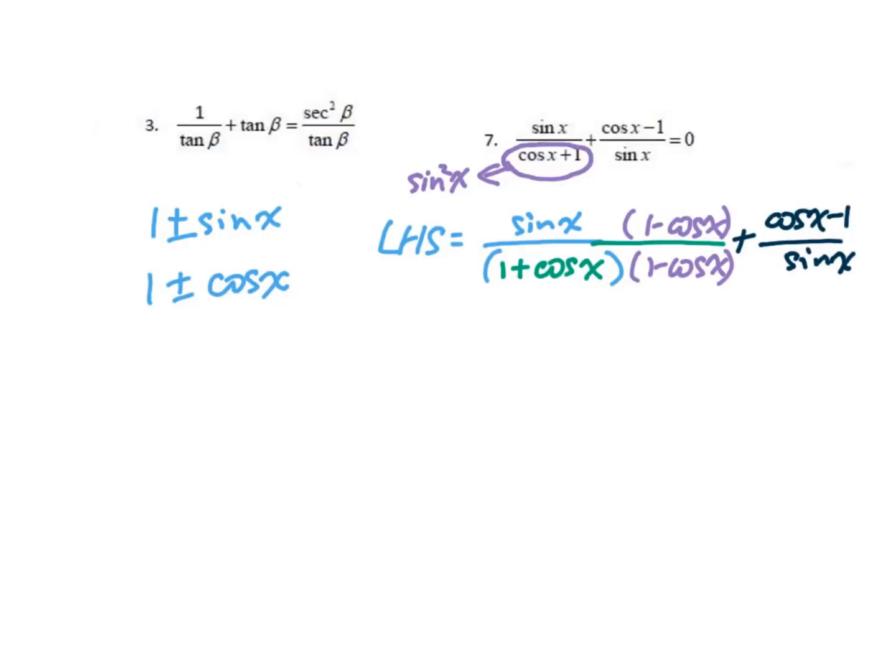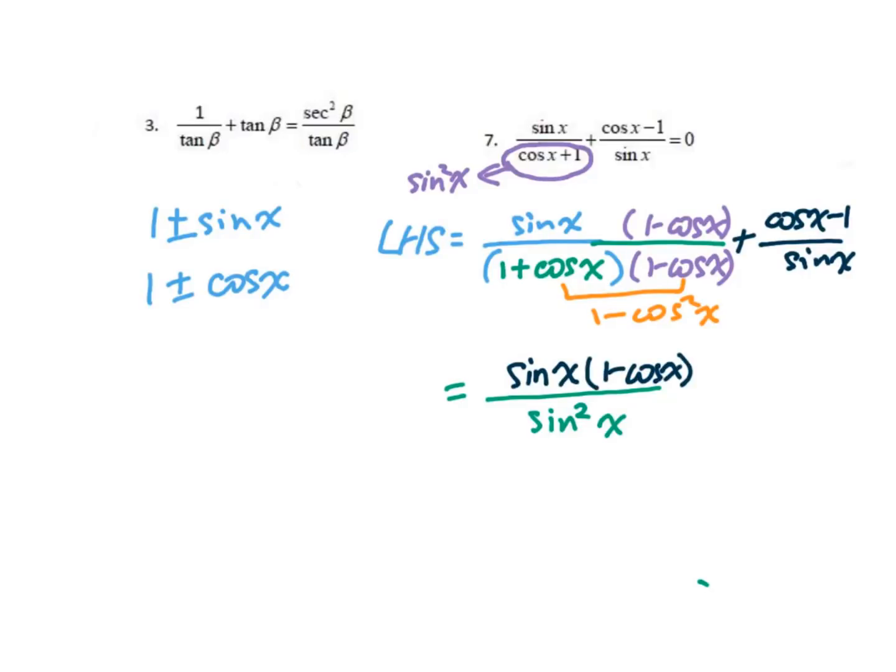We know for these two, we got 1 minus cosine square x. That is sine square x. For the numerator, we got the sine x times 1 minus cosine x. Then I bring down this part. That's cosine x minus 1 over sine x.